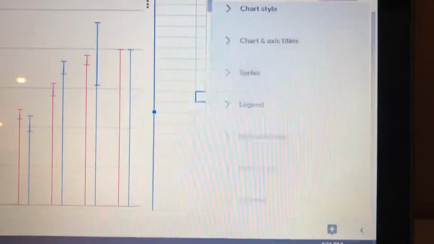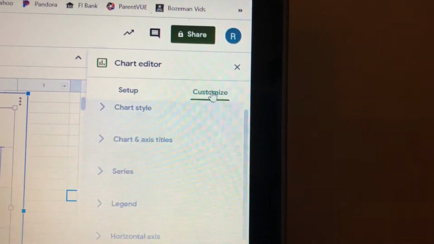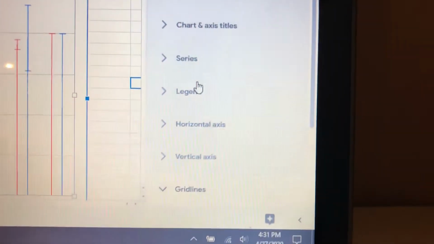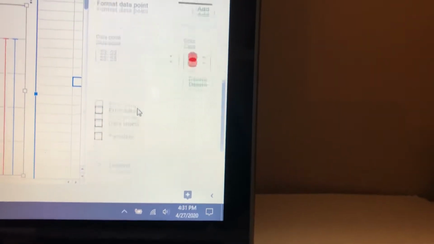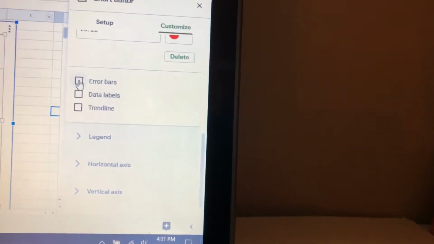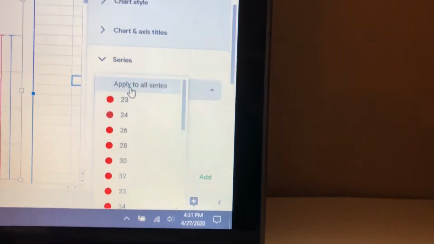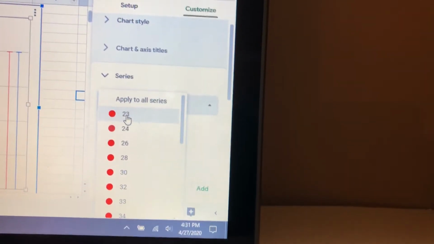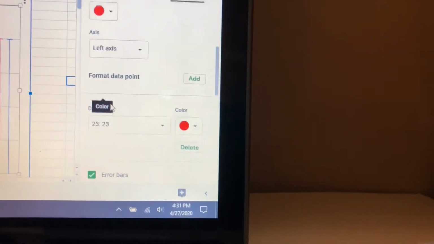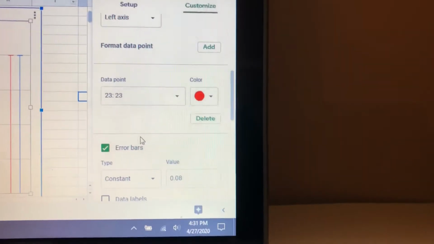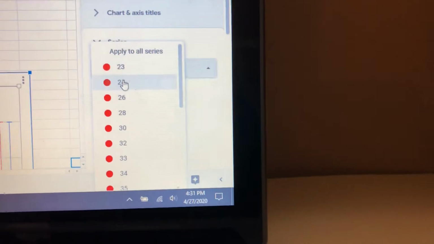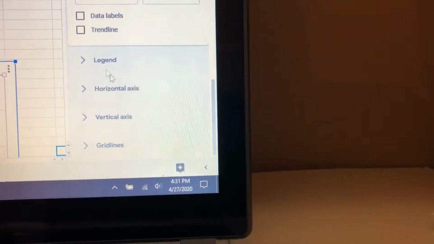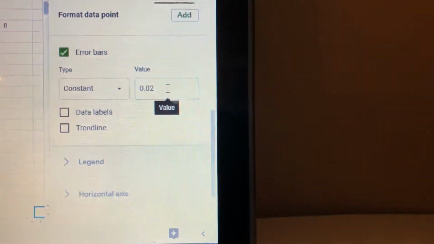And what that allows us to do is when we go to customize and we go to series, this is where I can actually change the error bars, or I can make an error bar specific for each data point. So instead of applying to all series, if I go to just apply to 23, which is 23 degrees, see, I put my error bar of 0.08 in there. And I already pre-did these. So if I go to my next series, 24, the error bar was 0.02. So it's a different error bar.